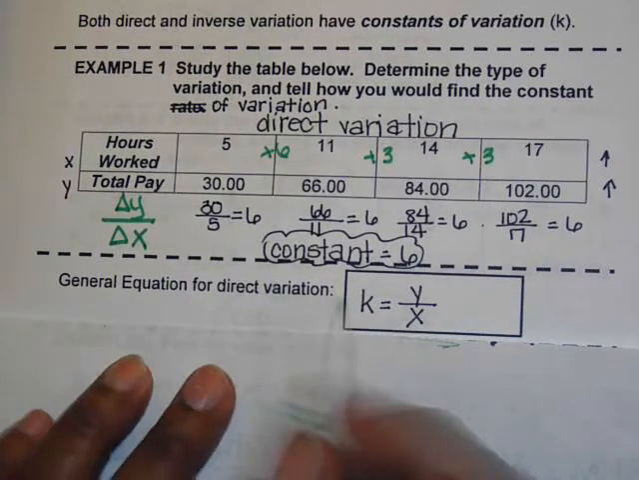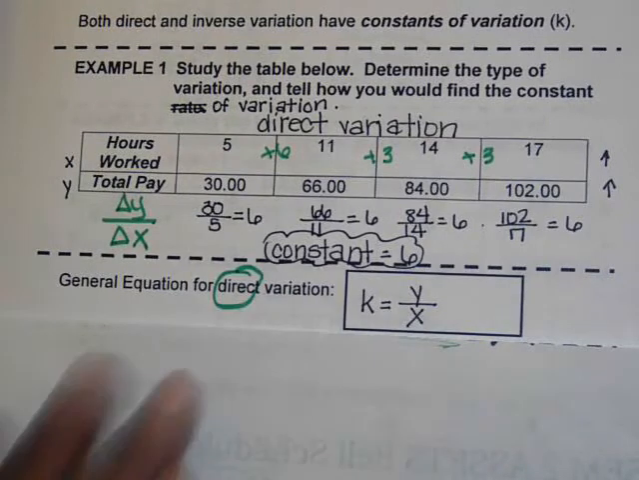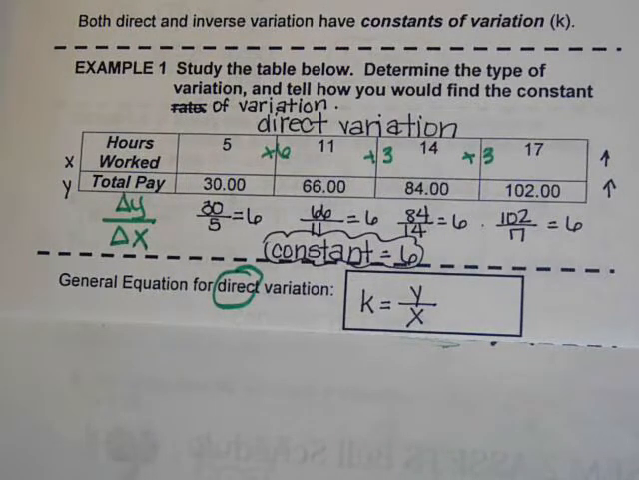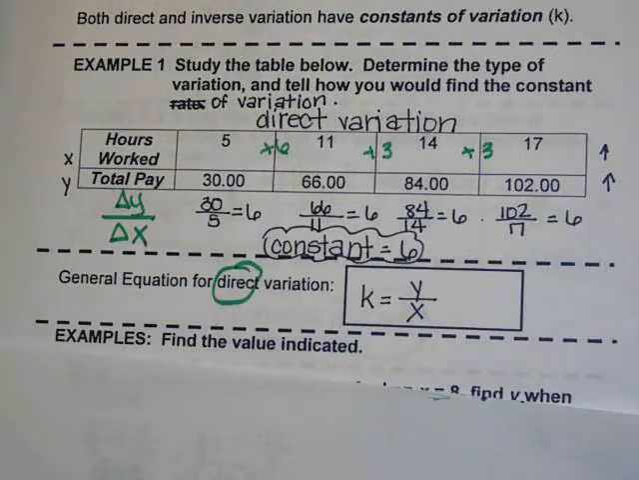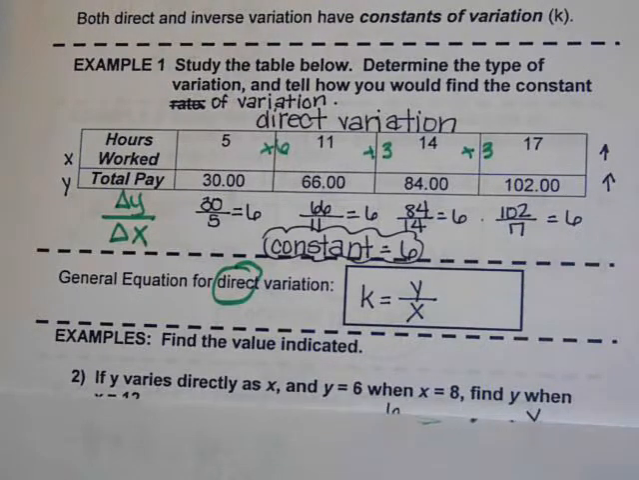This is the general equation for direct variation. Okay? It's for direct. It's very important that you keep that straight. So this is your formula for direct. You also have this in the notes from previously. All right?